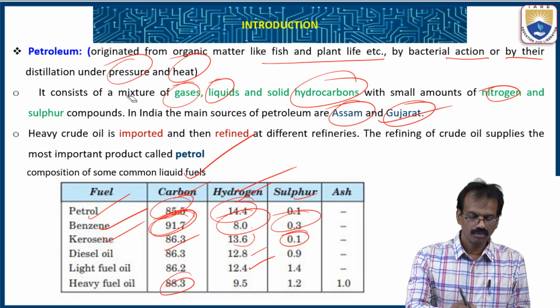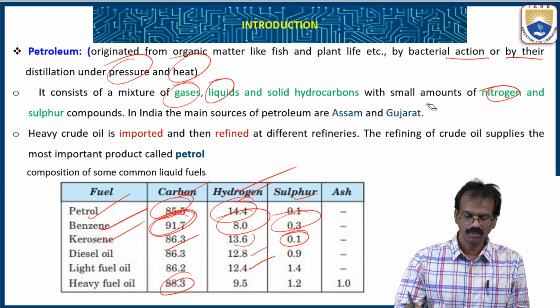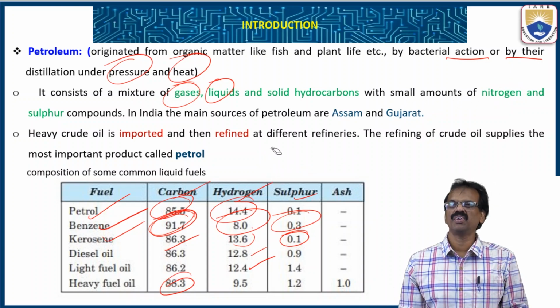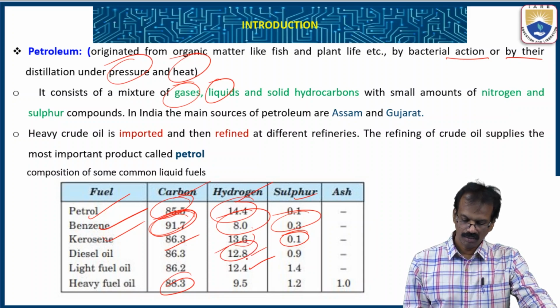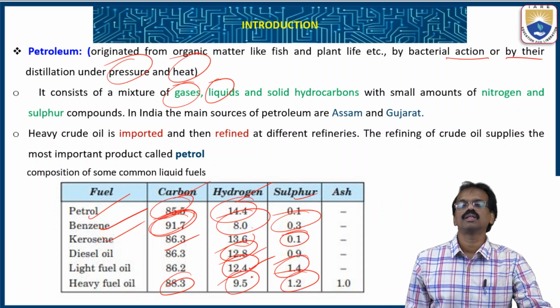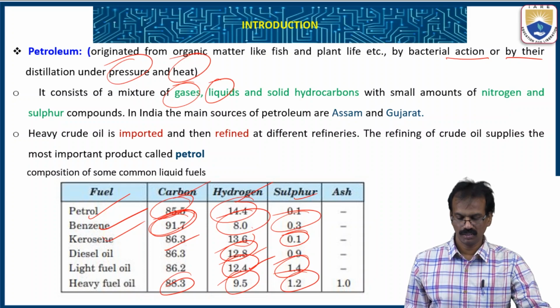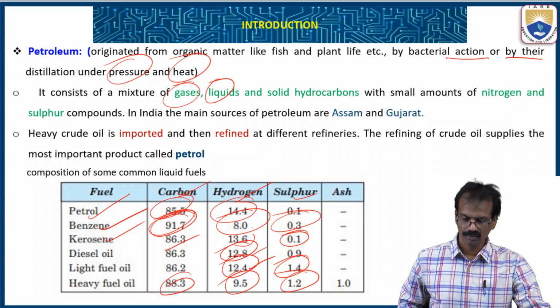You can observe this composition of some common liquid fuels. You know that heavy crude oil, this petroleum crude oil, is imported and then refined. When it is refined, we automatically get the different petroleum products, petroleum derivatives, like petrol, benzene, kerosene, diesel and so on. We already saw the compositions of these liquid fuels, and the carbon and hydrogen percentages also we discussed.